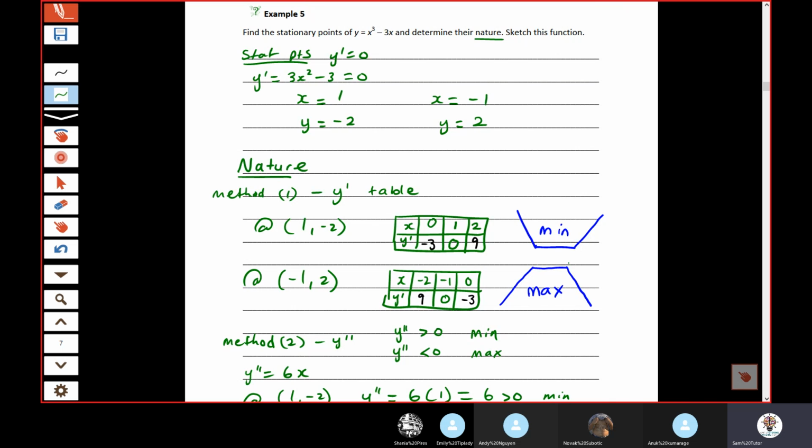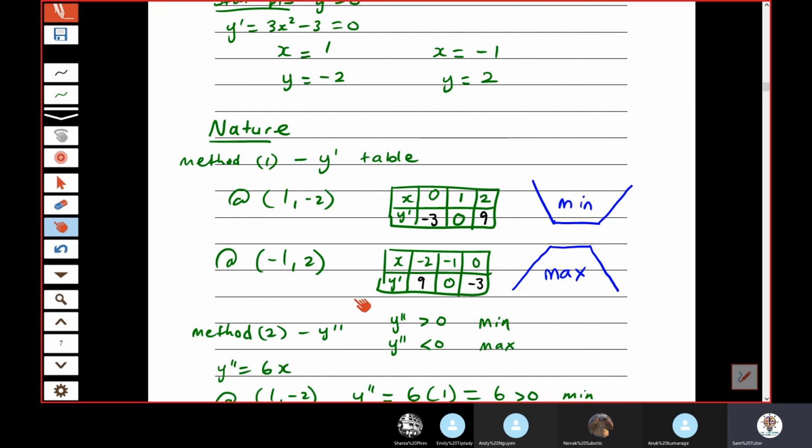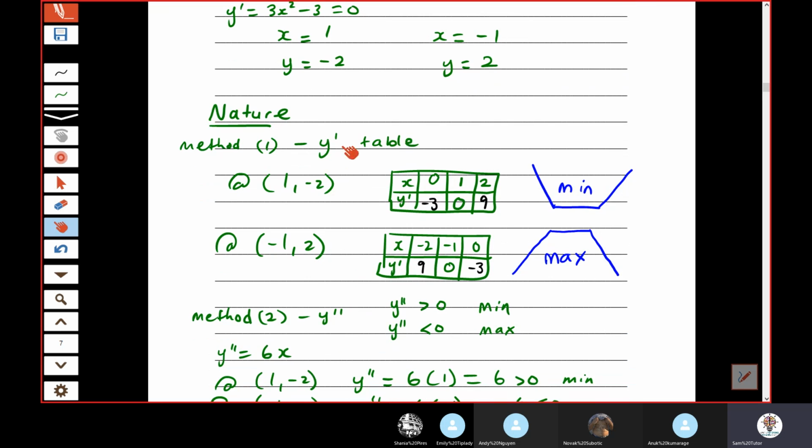So let's recap real quick. Question said find stationary points and nature. Stat points, y dash equals 0, done. Nature, 2 methods, y dash table, y double dash technique. So y dash table, you go at this point, you got to talk to us, otherwise we won't know what table you're doing. That's why I go at this one. This is x and y dash. You choose 1 and your gradient is 0 there. Choose one number before, choose one number after.